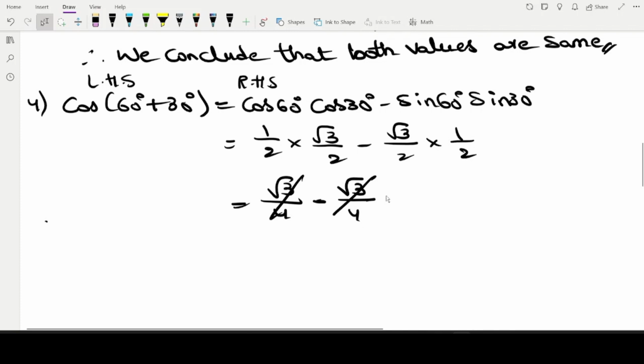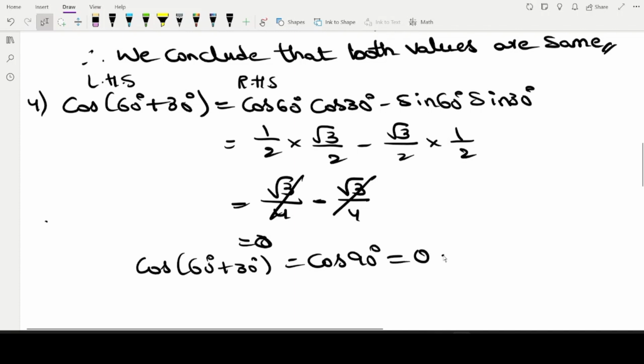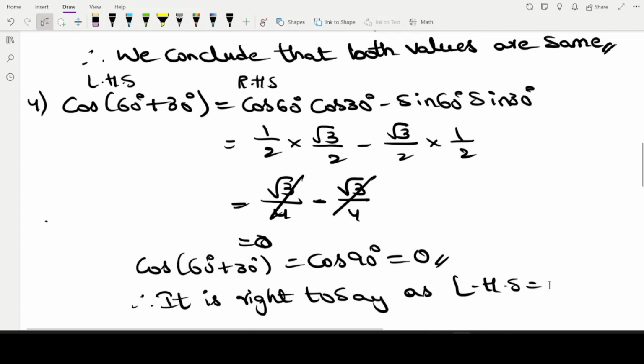Both plus and minus get cancelled. Now you are left with 0. Now let's find the LHS part, which is cos(60 degrees + 30 degrees). Cos 60 plus 30 is cos 90 degrees, and the value of cos 90 degrees is 0. So therefore it is right to say LHS equals RHS.